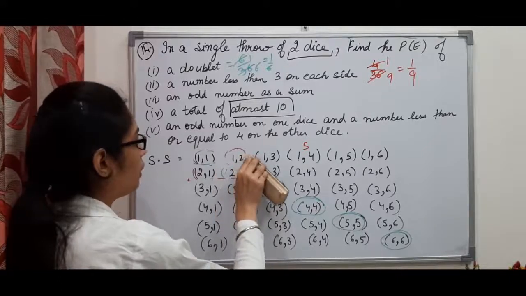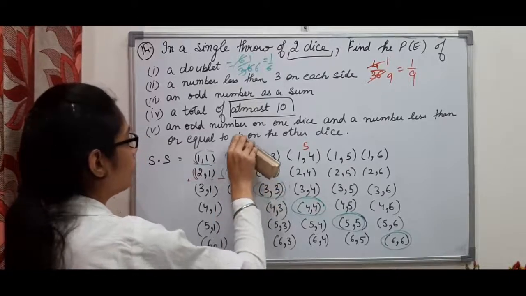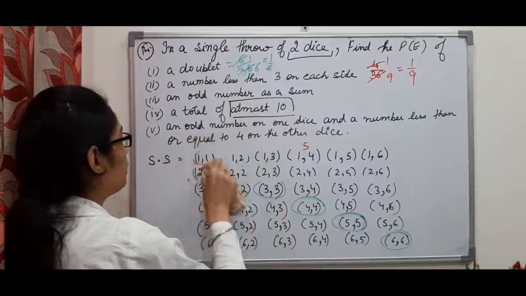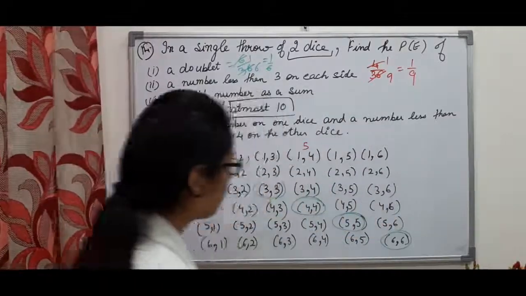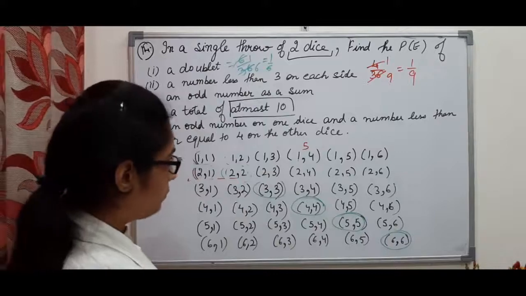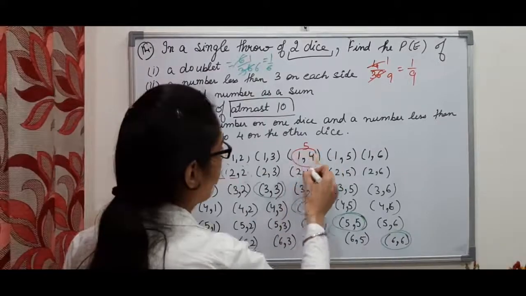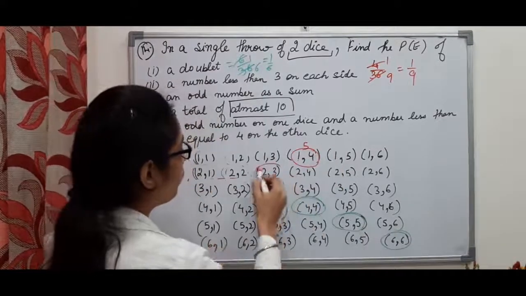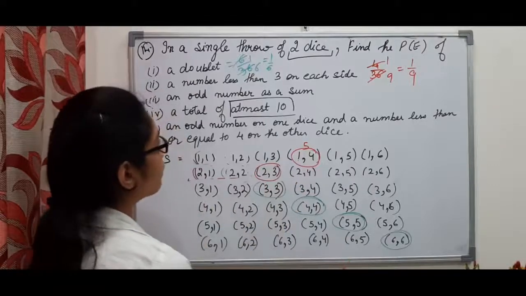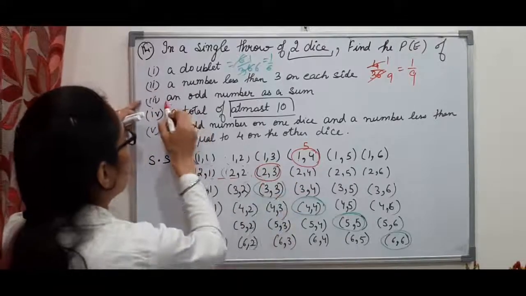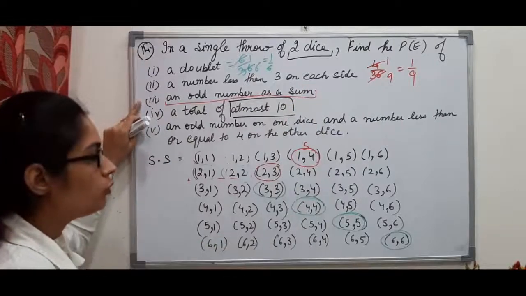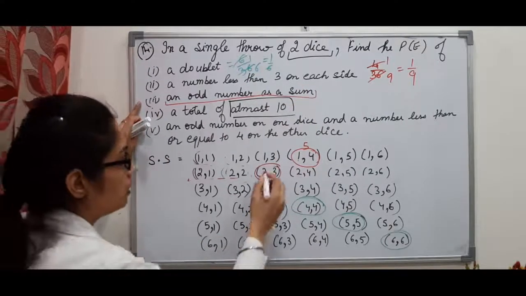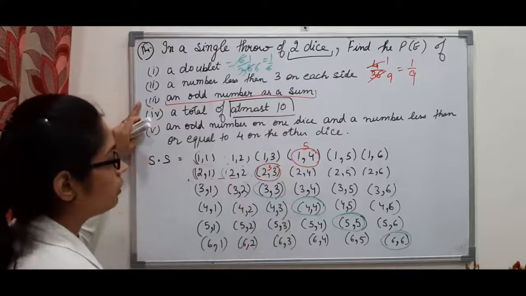By the time, you can look and locate which are the numbers which are giving me a sum of 5. First is 1 and 4, then 2 and 3. 2 plus 3 is again 5. See, an odd number as a sum. So we have to check all the numbers. I will write down the answer also.